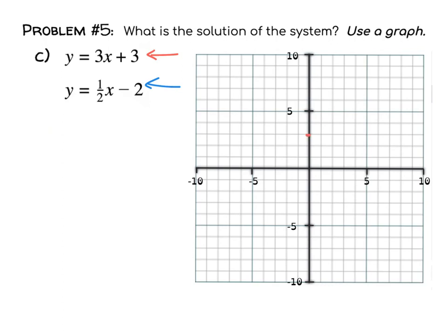We go to positive 3, right there, and then we have a slope of 3, or rise 3, run 1, like that, and I can go backwards the same way. And then take my line tool and connect them. Okay, and do the same thing for blue. Blue has an intercept of negative 2, and then a slope of 1/2, so rise 1, run 2, rise 1, run 2, rise 1, run 2. Do it over and over again.